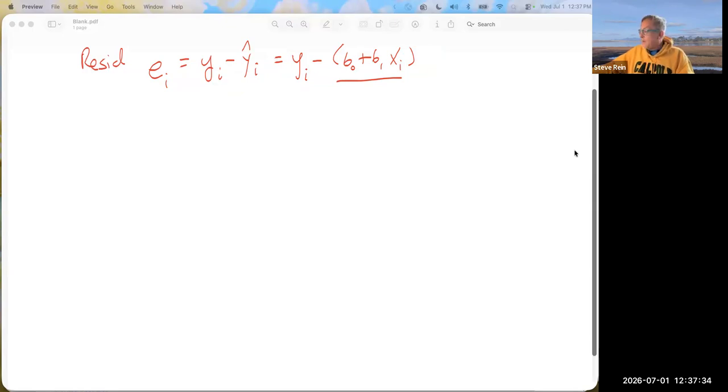We said that this is approximately equal to epsilon, the underlying residuals, which should be normal. They should not be predictable. They should have a mean of 0, and they should have the same spread regardless. And so we need to check normality and equality of spread. So how would I do each of those? Normality.